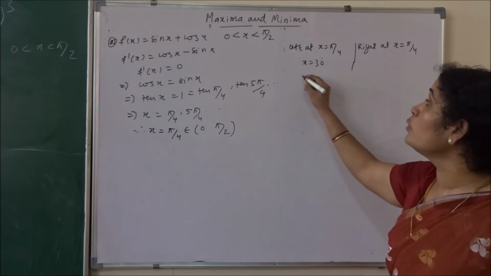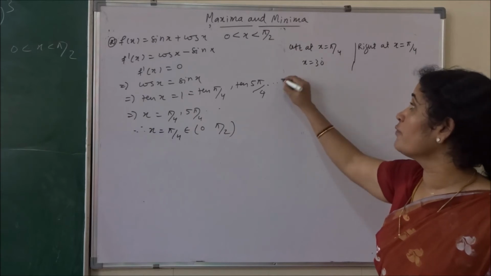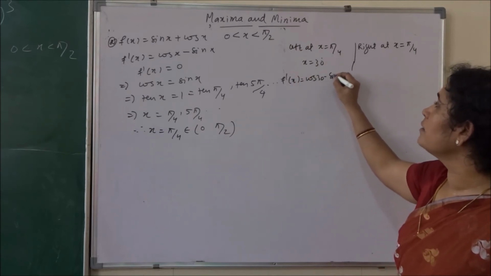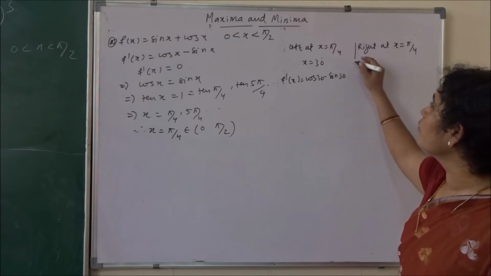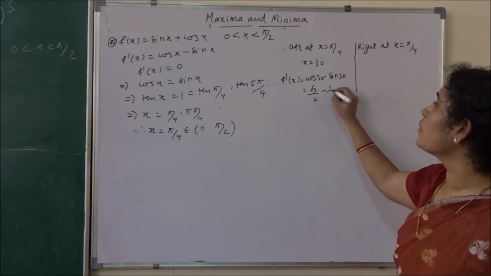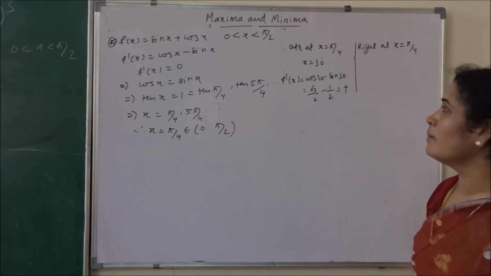Where do you have to substitute this value? In f dash of x, don't forget. f dash of x equal to cos 30 minus sin 30. What is the cos 30 value? Cos 30 is root 3 by 2. Sin 30 is 1 by 2. So positive. Am I correct?